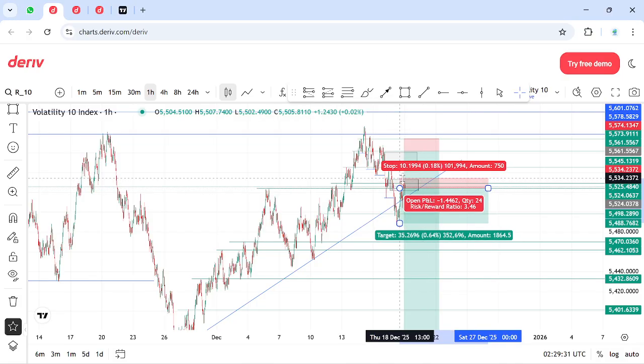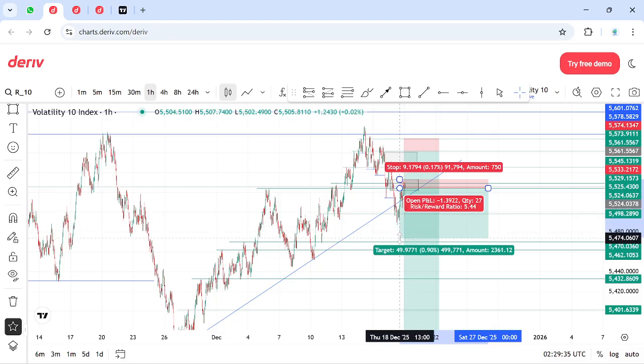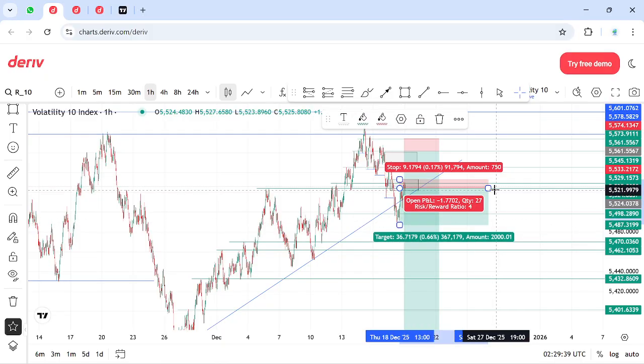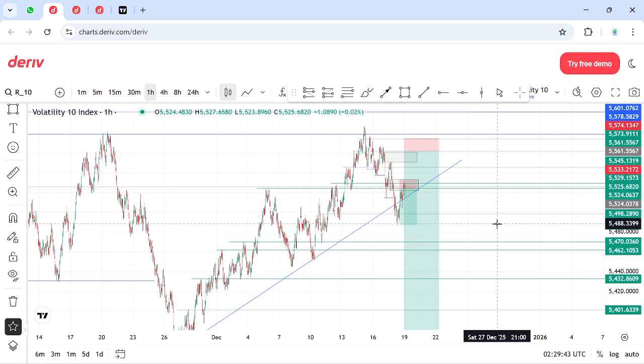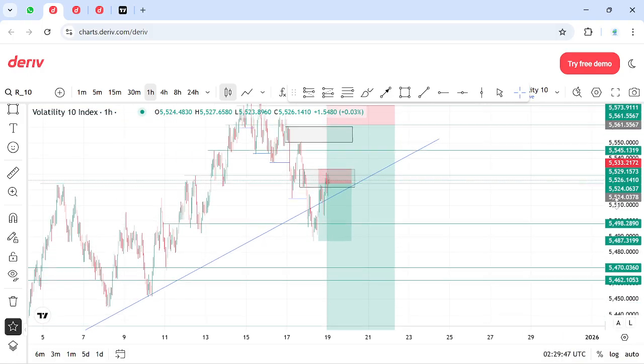So if price just decides to move from this point, then we could be looking at taking profits just at this price point. I won't want to hold that trade long. So these are what we are looking out for on the volatility 10 index.